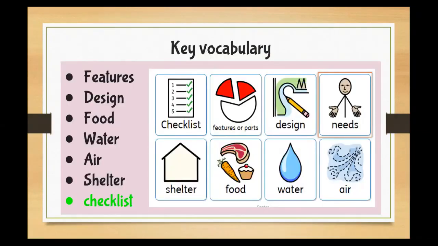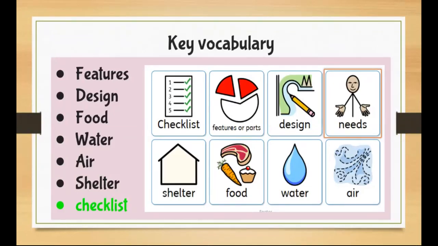The words that we'll be using in today's lesson are features, that's the parts of the shelter. Design means to do the drawing. Food, water, air, and shelter. These are the things that the living things need. And checklist. I've put that in bright green because it's very important that you look at the checklist today.